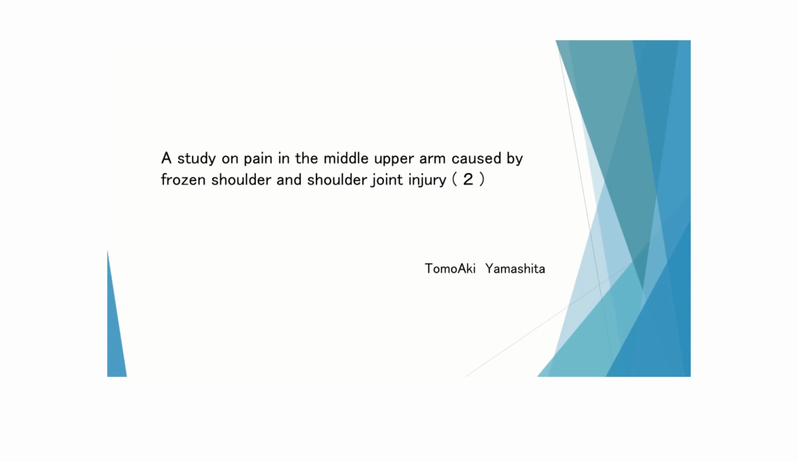A study on pain in the middle upper arm caused by frozen shoulder and shoulder joint injury. Many patients who have injured the shoulder joint complain of pain extending to the outer central part of the upper arm as a chief complaint.